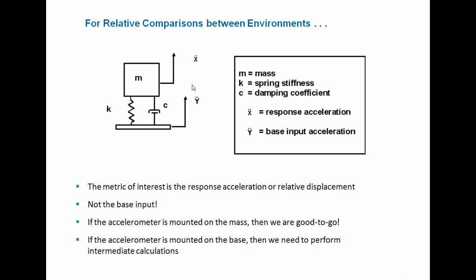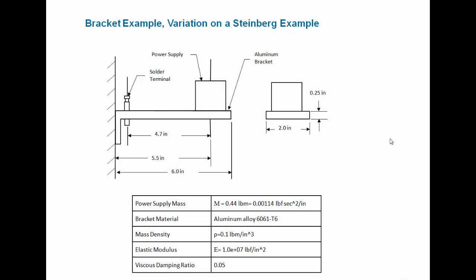But here's the case where we have inadequate information. Let's say we only have one accelerometer. It's mounted on the base. Well, in that case, we don't have all the information we need, because the rainflow fatigue needs to be done on the response. So if that were the case, then we would have to do a base input analysis using some assumed properties to determine what our response acceleration would be. Okay, so I think I covered that already.